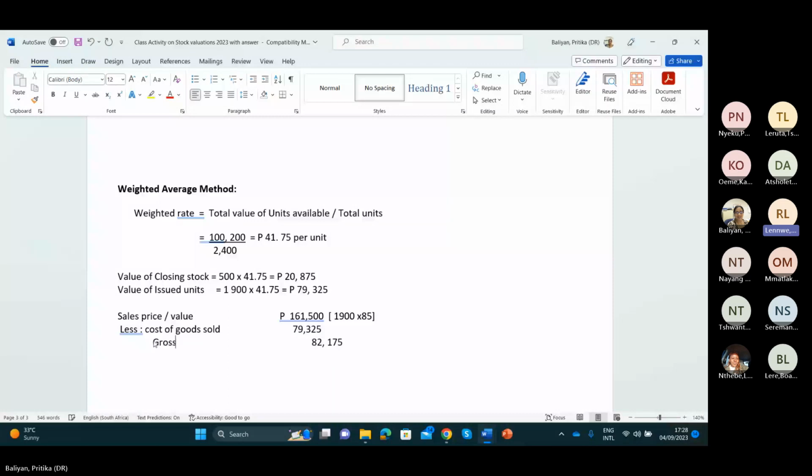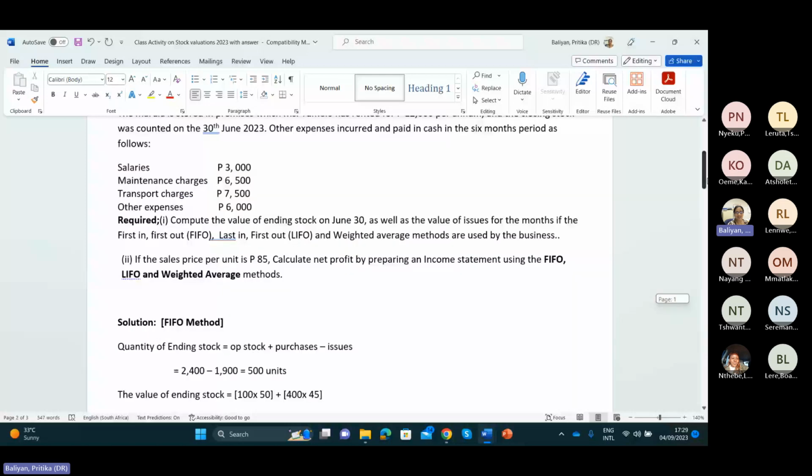Ma'am, where did you get the 161,500? This is the sales value. I'll show you. Like here, 161,500. The question is saying that if the sales price per unit is 85, calculate the net profit by preparing the income statement using the FIFO, LIFO and weighted average method. So we believe that all the units which are issued are also sold out.